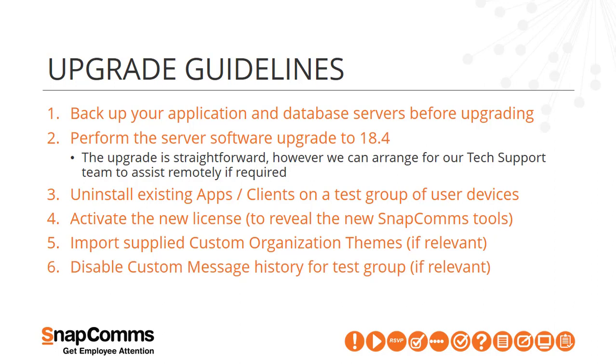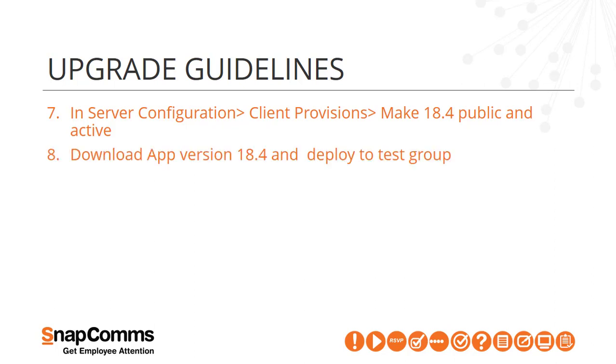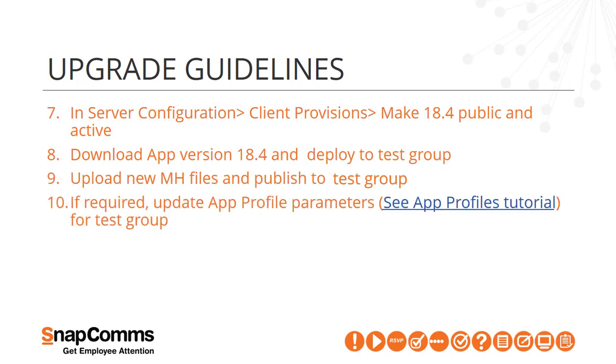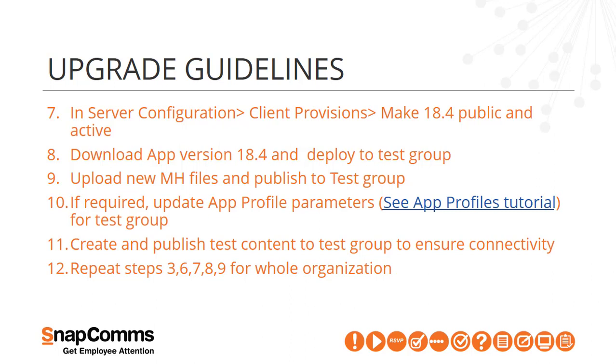Disable your custom message history for the test group. In the server configuration section of the Content Manager, under Client Provisioning, make the 18.4 app public and active. Download app version 18.4 and deploy to your test group. Upload the new message history files and publish to the test group. If required, update the app profile parameters for the test group. Create and publish test content to the test group to ensure connectivity. Then repeat steps 3, 6, 7, 8, 9 for the whole organization.